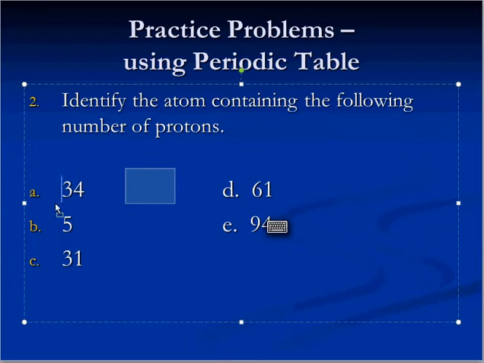Letter C, gallium. Letter D, 61 is promethium. And then 94 is plutonium, or Pu.